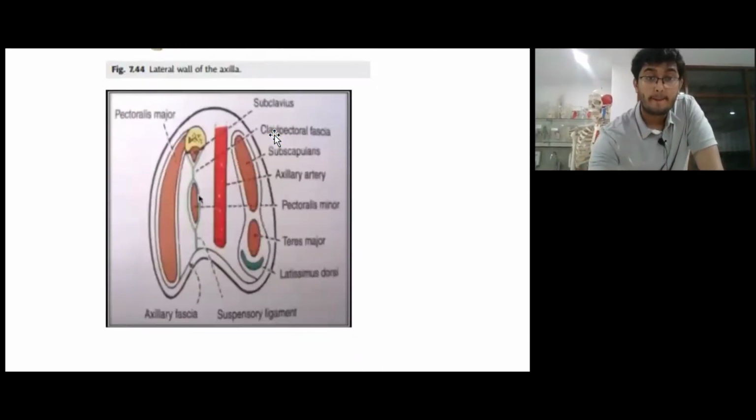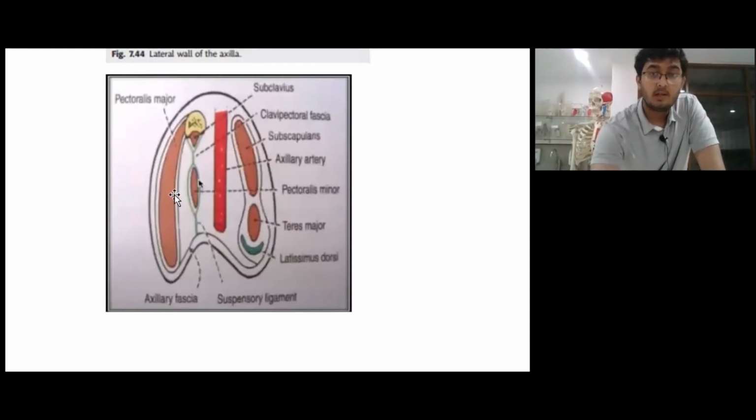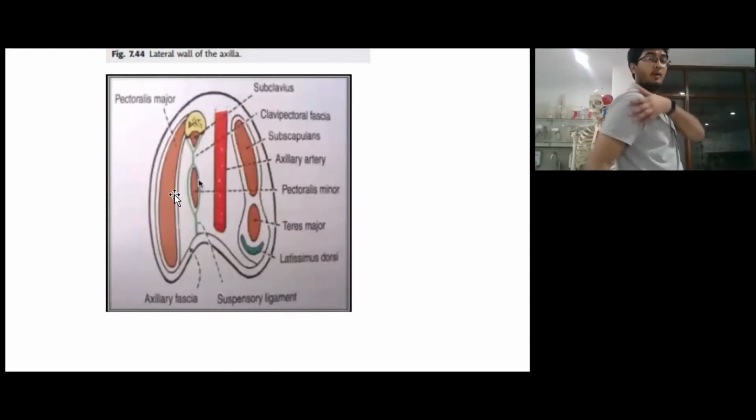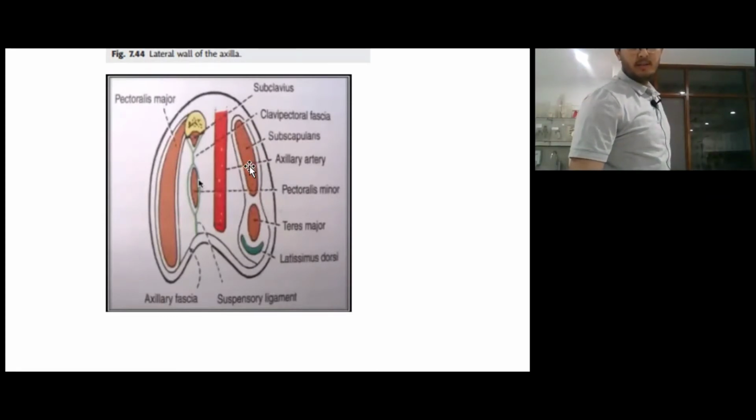axilla. You can see we did the anterior wall. Again, this image is from the lateral view. So we have done the anterior wall. Now we have to discuss the posterior wall of the axilla. So we have the subscapularis muscle, the teres major, and this is the latissimus dorsi.